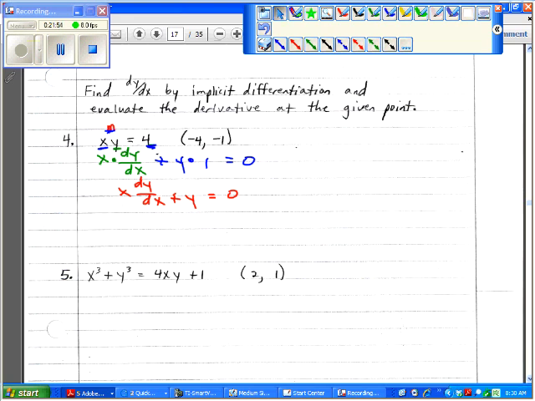We want the dy dx term by itself, so we're going to move the y to the other side. Remembering to change the sign. So that gives us x dy dx is equal to negative y.